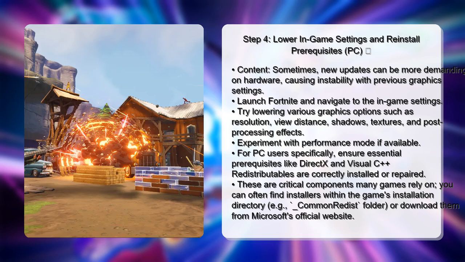Step 4. Lower in-game settings and reinstall prerequisites. Sometimes new updates can be more demanding on hardware, causing instability with previous graphics settings. Launch Fortnite and navigate to the in-game settings tray, lowering various graphics options such as resolution, view distance, shadows, textures, and post-processing effects. Experiment with performance mode if available for users.